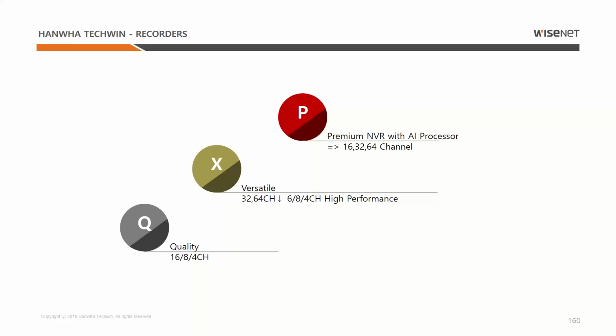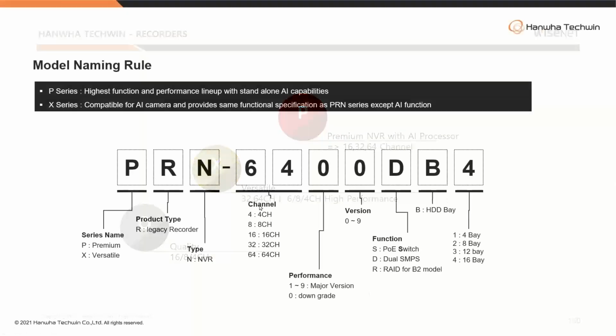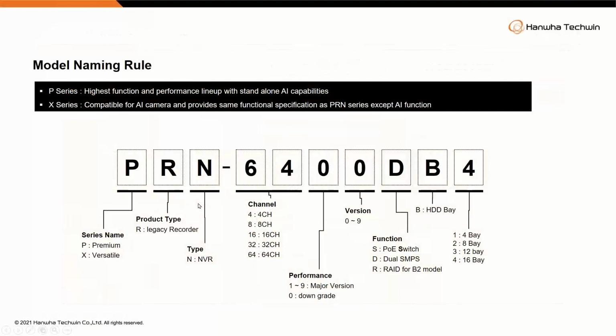X and Q have 4 channel, X has 8 channel, Q has 8 channel, X has 16, 32, 64 channel, Q will stop at 16 channel. Now what is the difference between Q and X? If Q supports one hard disk, X series will support two hard disks, or four hard disks. It will support additional storage. Both Q and X are also suitable for small projects, 16 channel, 8 channel, because they have a built-in PoE option, which means behind the NVR you can directly plug the cameras.